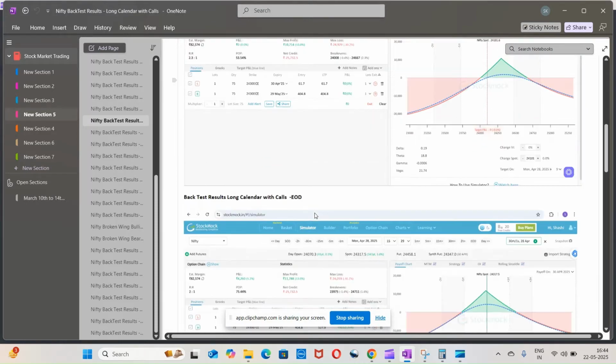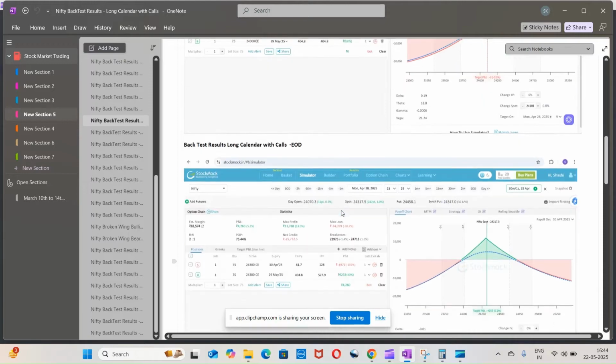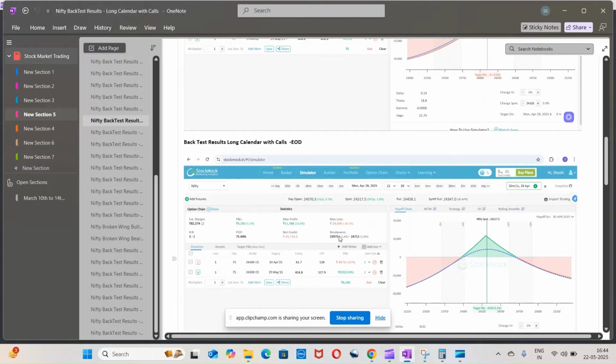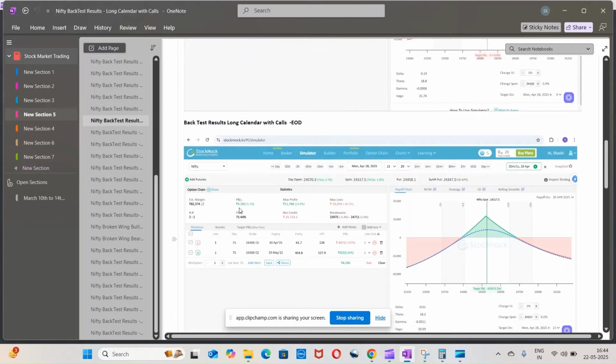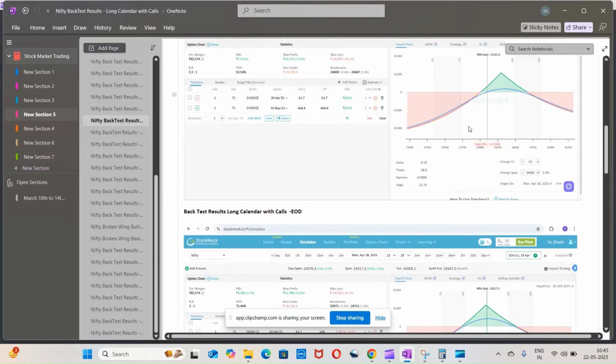I've deployed this and tested it at the end of the day. So these are the results. It gave a 5.25% return on the capital deployed on that particular day, because it was slightly bullish. You make money if the market is bullish and moves in this direction. That's what this strategy is.